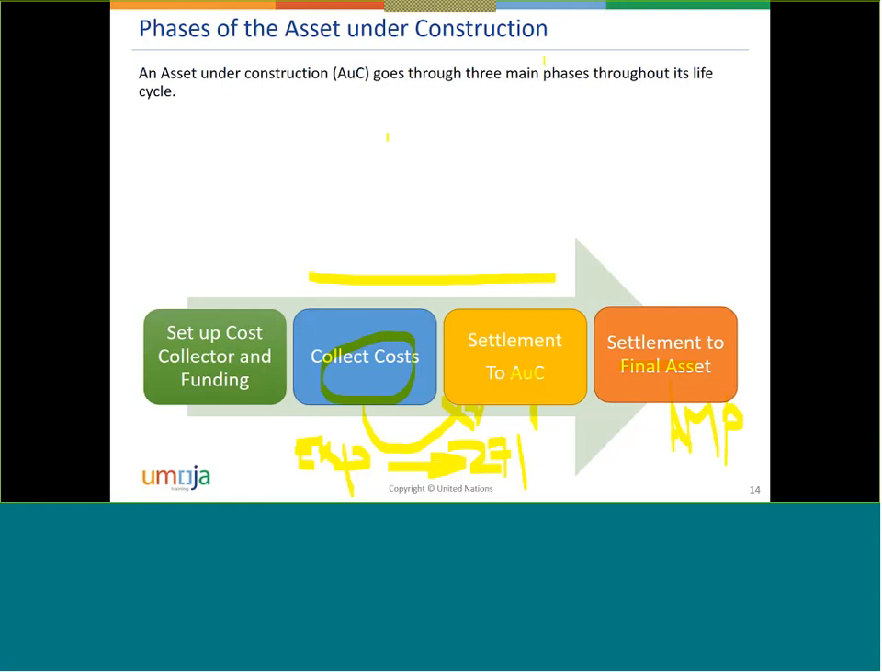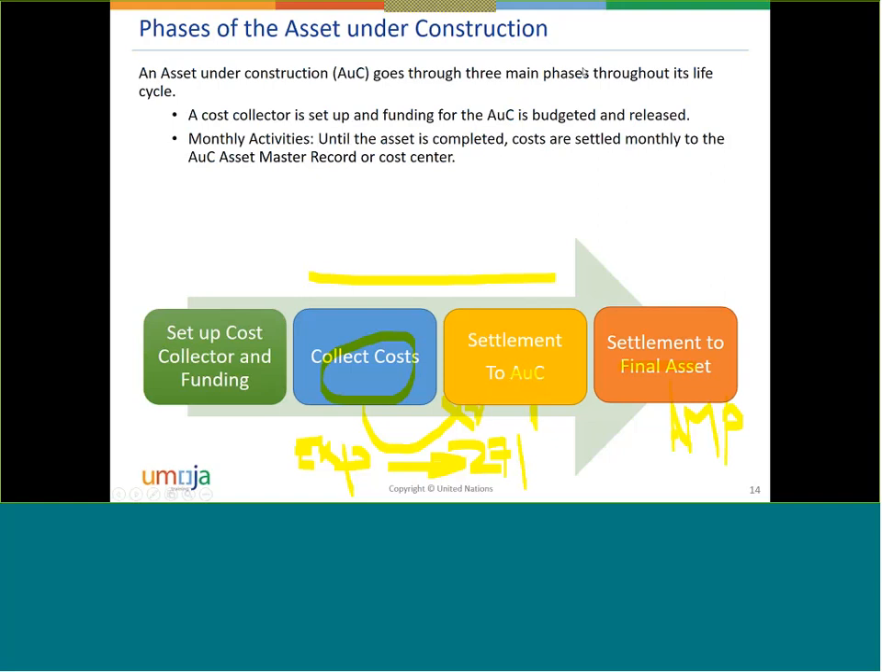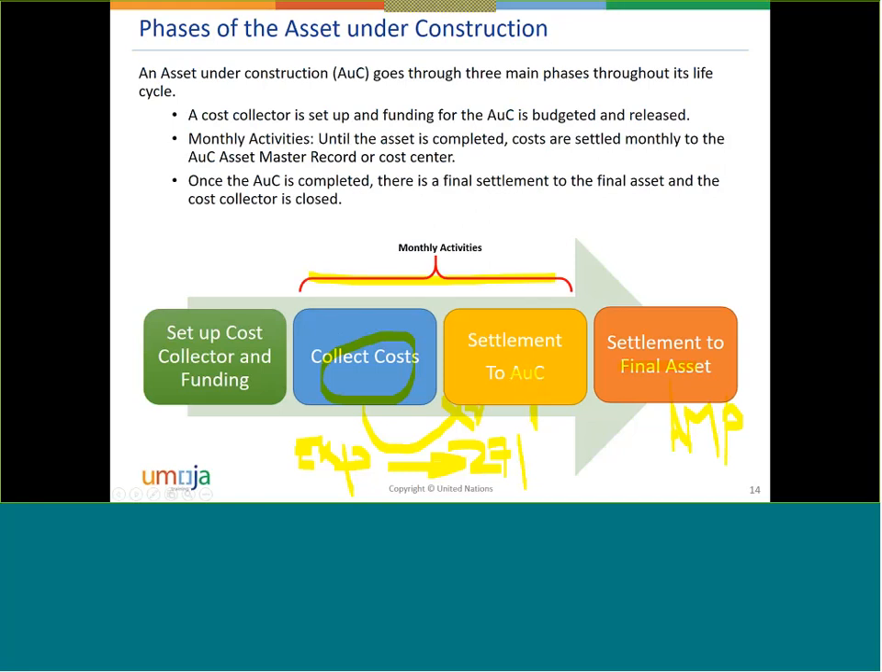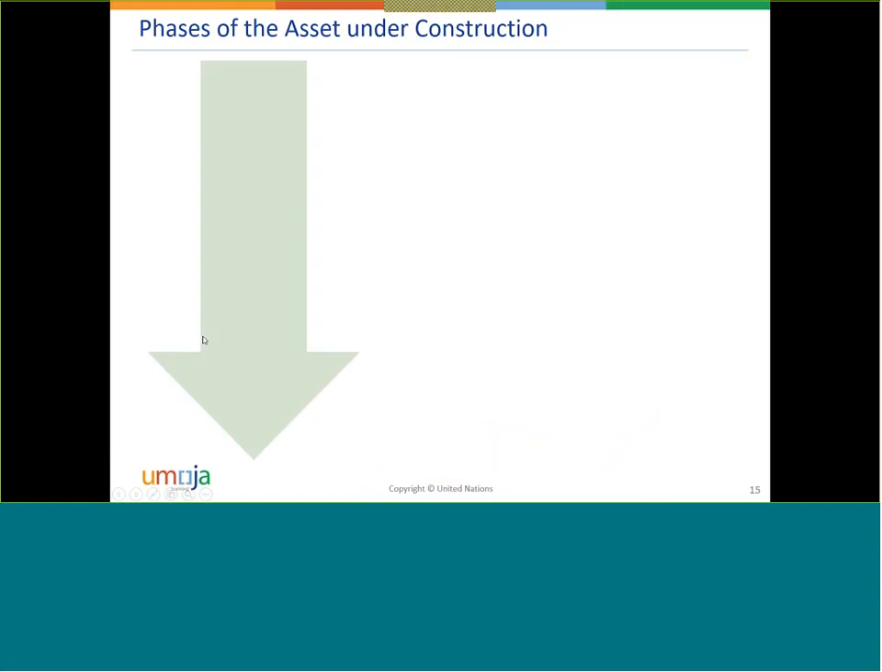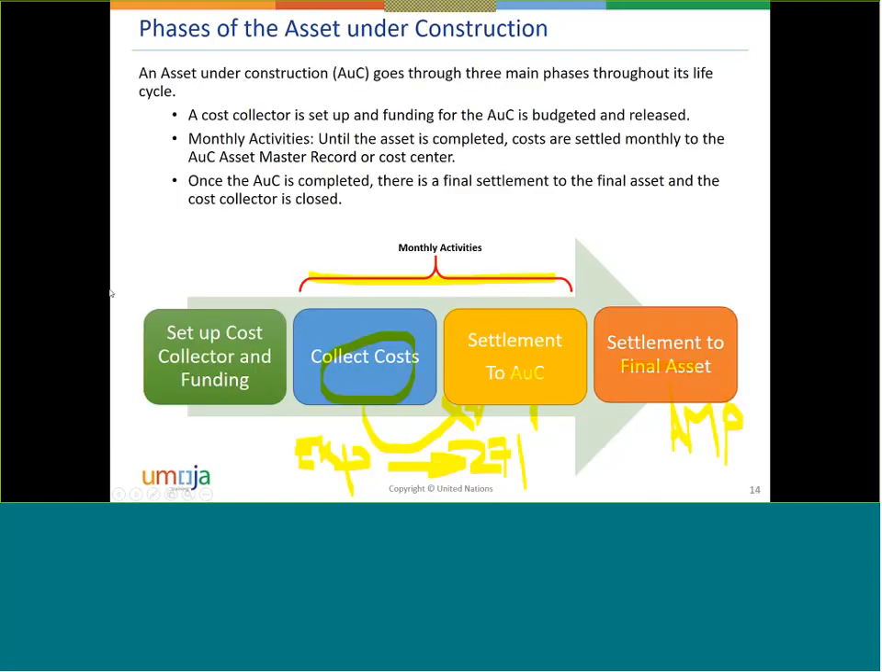So assets under construction go through four main phases. I should say four here. Sorry. A cost collector is set up with funding, and then we have the monthly activities, because we have these two, and then we have the final settlement. In the slide it says 3 because these are monthly activities. The setup of the cost collector happens only at the beginning, and the final settlement happens at the end of the project, while in between we have a cycle of collecting costs and settling these costs to the asset under construction.